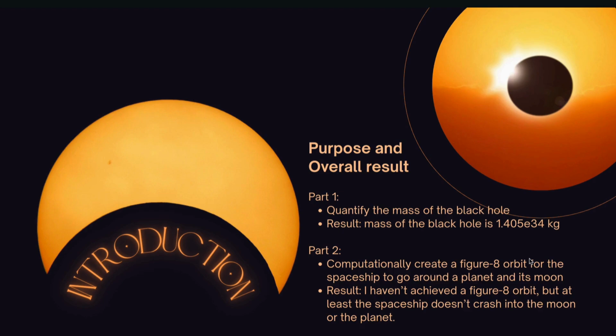Part 2 is to computationally create a figure 8 orbit for the spaceship to go around a planet and its moon. As a result, I haven't achieved a figure 8 orbit yet, but at least the spaceship doesn't crash into the moon or the planet by the max time.